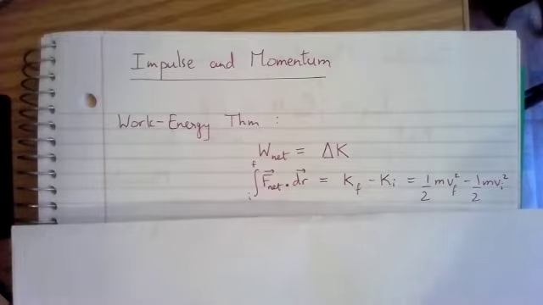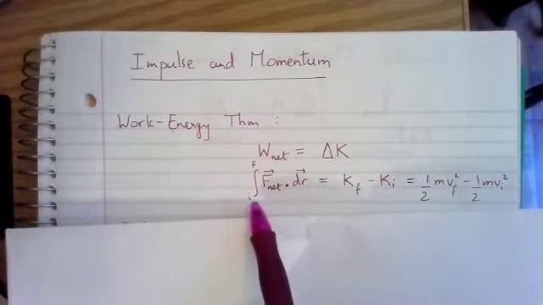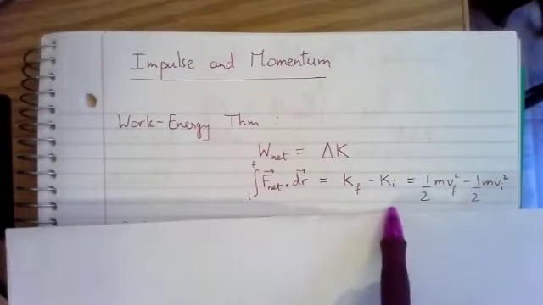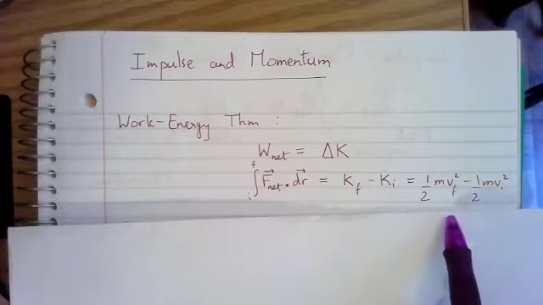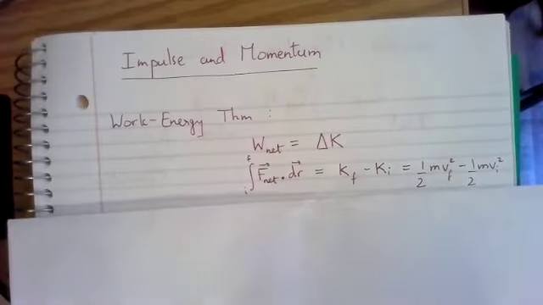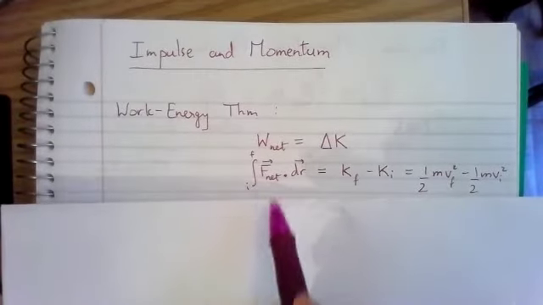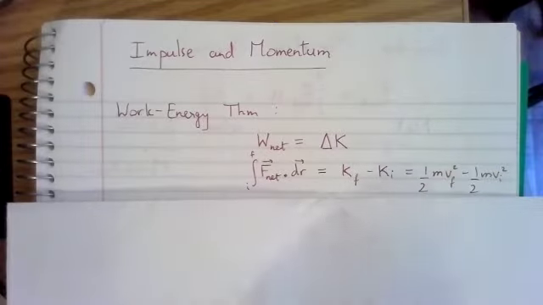That is, we showed that if you apply a force over some displacement from some initial position to some final position, it results in a change in kinetic energy, where kinetic energy is given by 1/2 mv squared. But what if, instead of applying a force while the system is moving from some initial position to a final position, you apply a force while the system is going from some initial time to some final time?